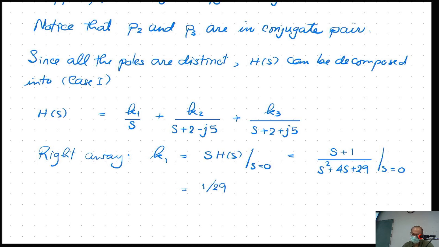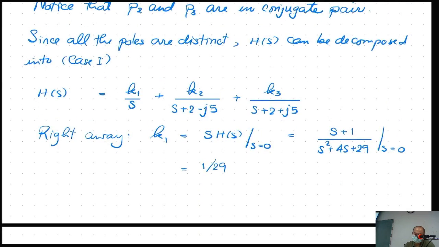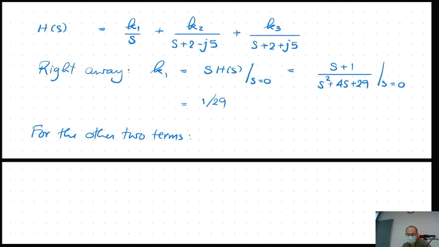Now, S is equal to 0 here. So the coefficient K1 is 1 over 29. Now, as for these two terms, we could combine them first, right? Combining these two terms is not easy, more involved than the first one. Now, for the last two terms, the other two terms, let's look at something.